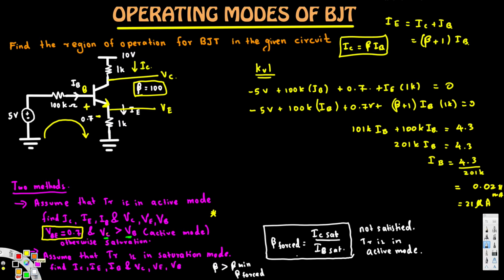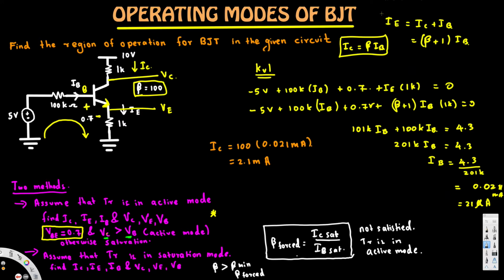The next thing is we can find out, since we have IB, we know that beta times IB is equal to IC. So IC is equal to beta is 100 times IB is what? 0.021 milliampere, and if you multiply, this is gonna become 2.1 milliampere. IC is 2.1 milliampere. Okay, we have IC, we have IB.